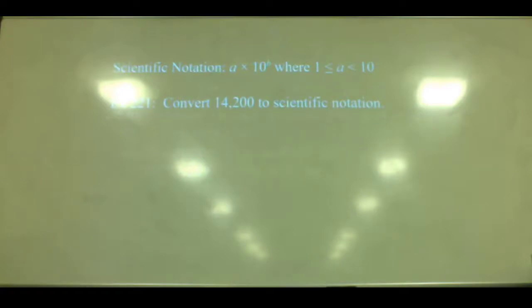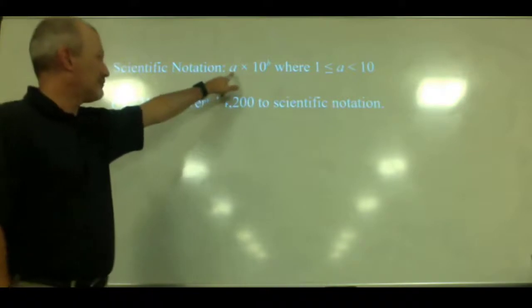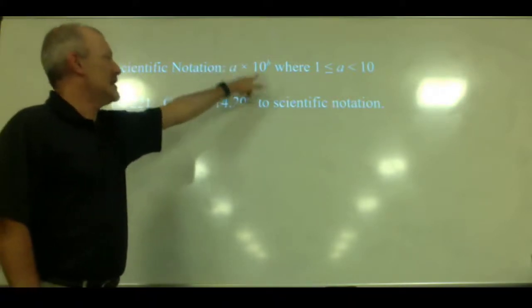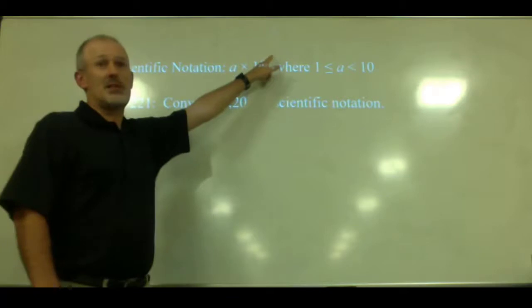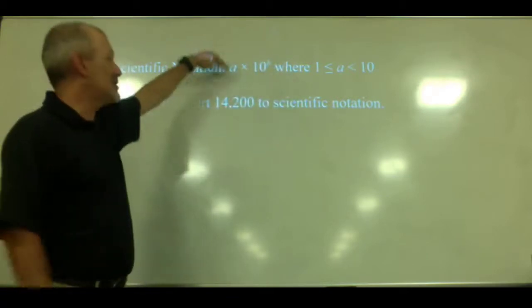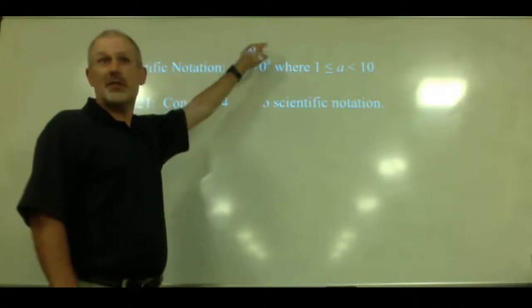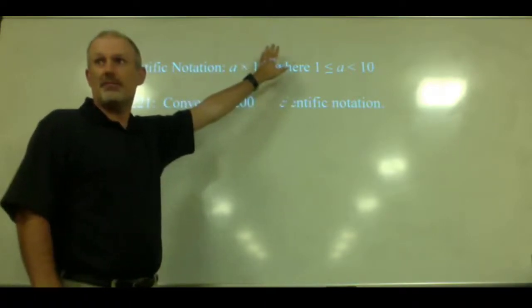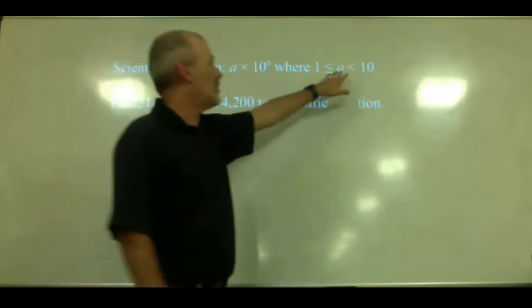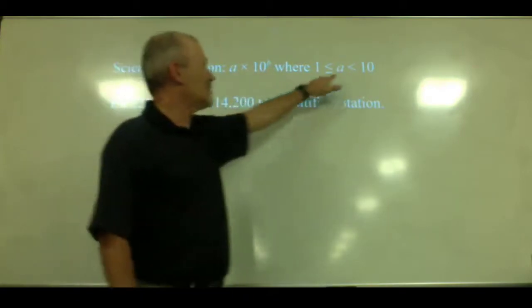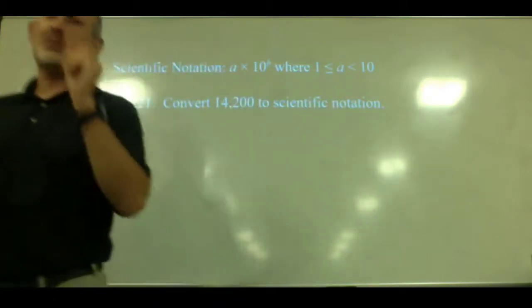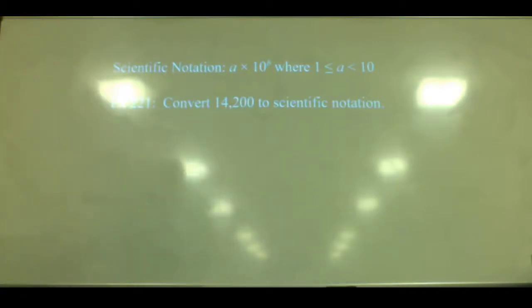But our standard form for scientific notation is going to look like this. We're going to have some number, and then it's always times 10, raised to some power. So the only thing that's going to change is the number in the front, and the exponent on the 10. But the times 10 will always be there. And our number in the front, this A value, is always between 1 and 10. So your decimal point will always go behind the first non-zero digit. We're going to do some examples so we can see that.